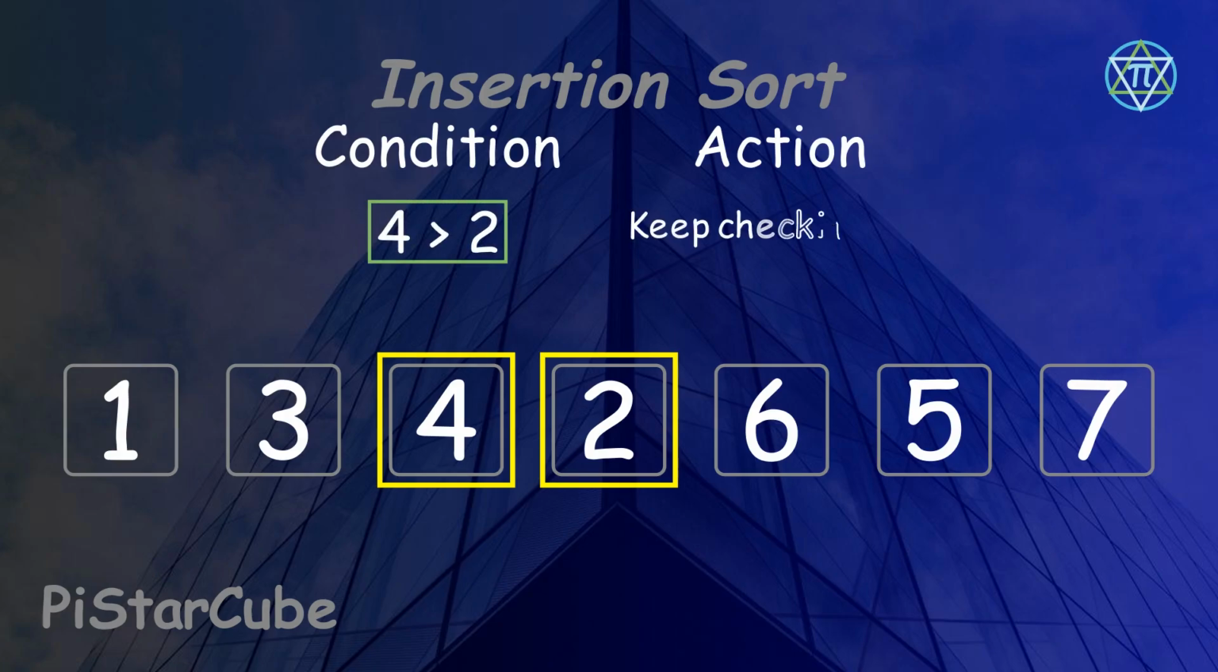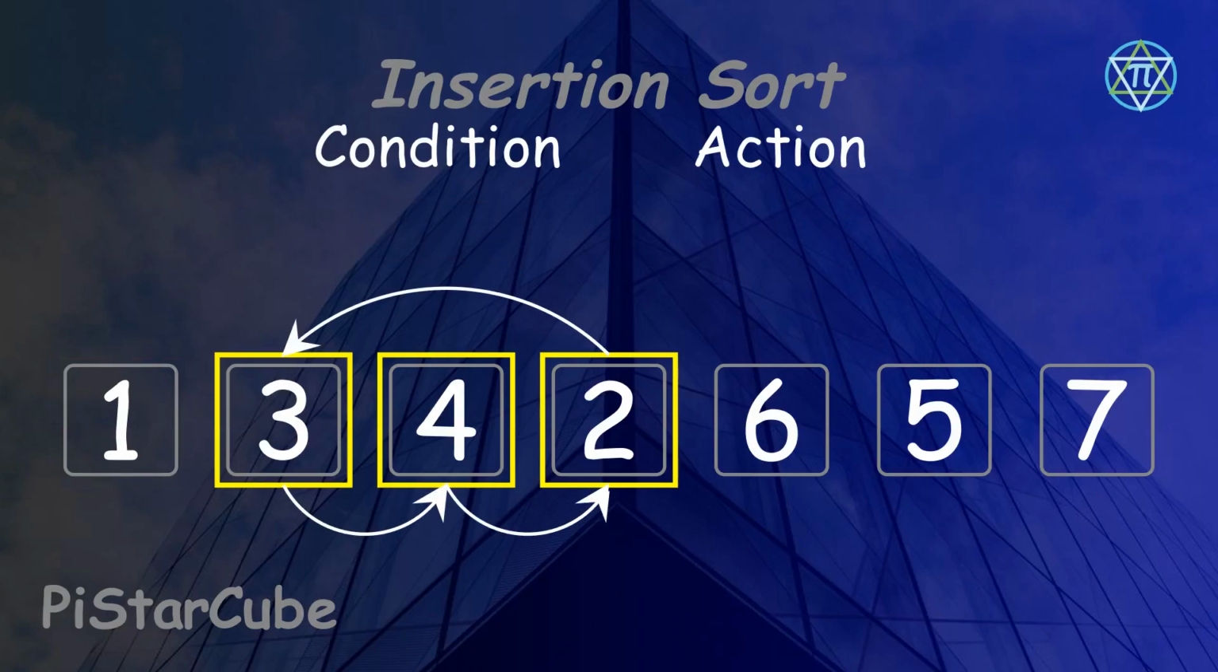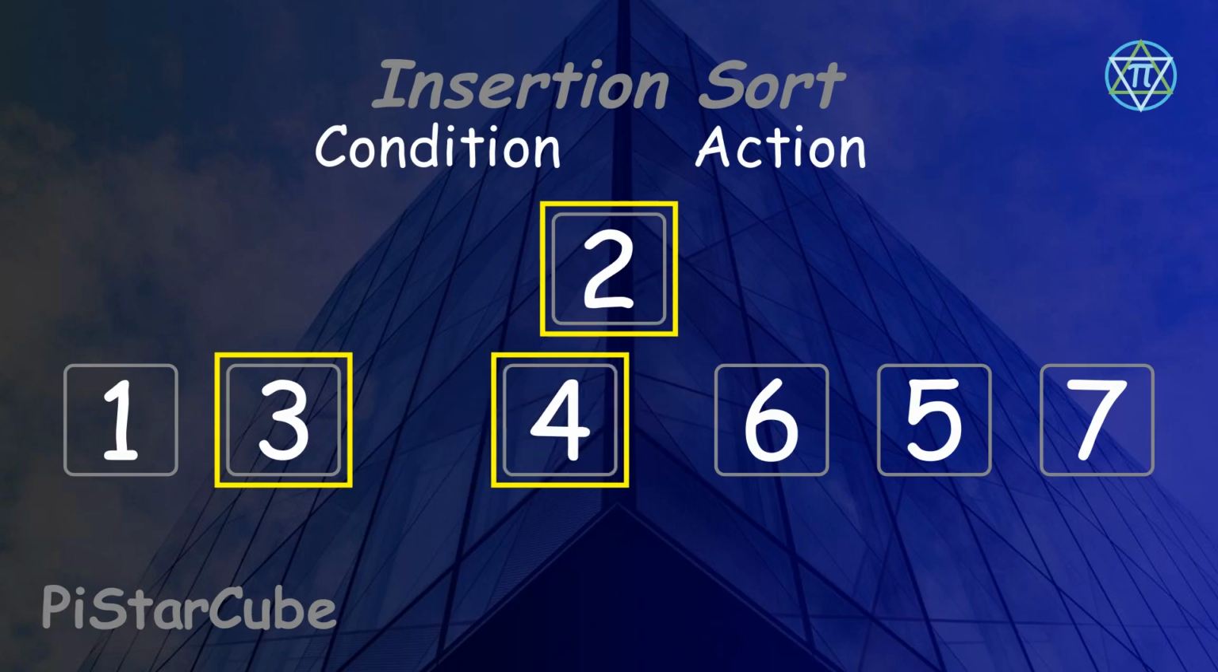Is 4 greater than 2? Yes, it is. So we keep going left. Is 3 greater than 2? Yes, it is. So we keep moving left. Finally, is 1 greater than 2? No, it is not. So we move 4 and 3 to the right and place 2 in its correct position.